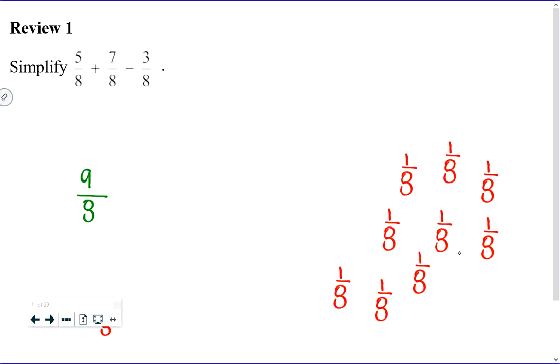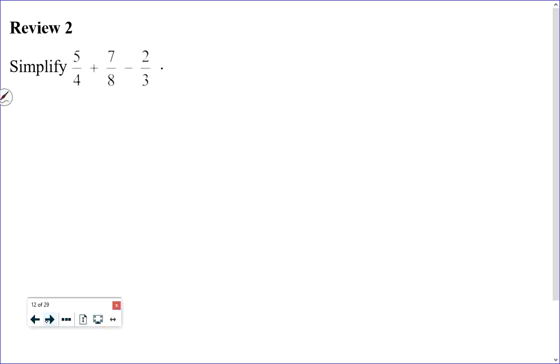And this is where the idea comes from, that when you add fractions where the denominator is the same, you add or subtract the numerators, but you keep the denominator the same. Very, very basic kind of question. What if I give you the following situation? 5/4 plus 7/8 minus 2/3.